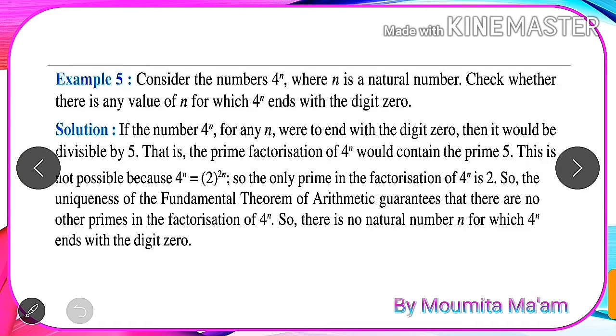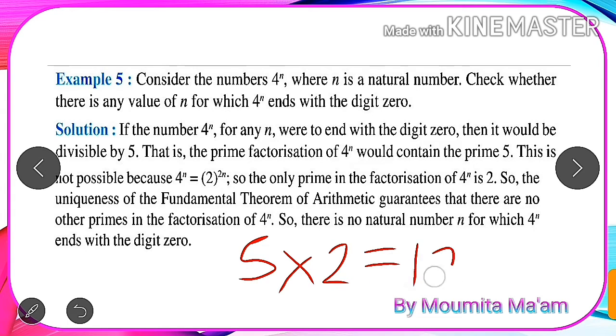Here we need to find out whether the number ends with a 0 or not. Before this, we should know that to end with a 0, it should have a multiple of 10 in it. So, it must have a 5 and a 2 in it. As we know, 5 into 2 is 10. So, if 4 to the power n ends with a 0, then it must be a multiple of 5 and 2. Or you can say that there must be prime numbers 5 and 2 in it.